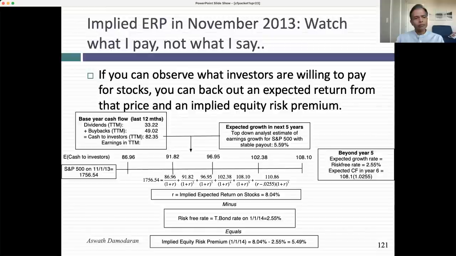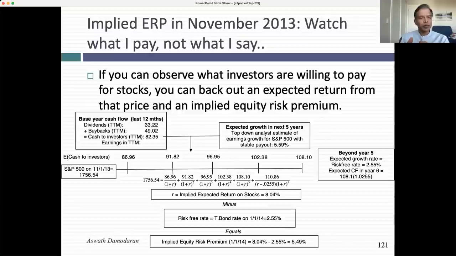Go ahead, Chandan. Dividends. And in the US, increasingly buybacks, right? I can't tell you what they will be in the future, but I can tell you what they were in the 12 months leading into November of 2013. Dividends and buybacks would have been about 82.35. So here's what I know. I know what you paid for stocks. I know what the cash flow was last year.